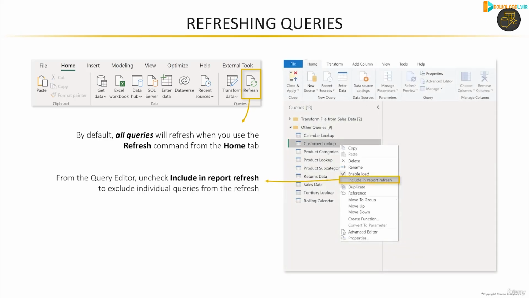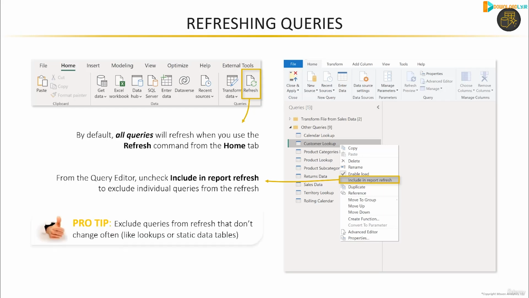But you can customize those refresh options. Within the query editor, in the queries pane, you can right-click any one of the individual connections or tables, and you can simply deselect or uncheck the box that says Include in Report Refresh. This is located just below the Enable Load button that we've been clicking on and off in the previous lessons. As you might expect, this prevents that file from refreshing whenever you hit the refresh command from the Home tab.